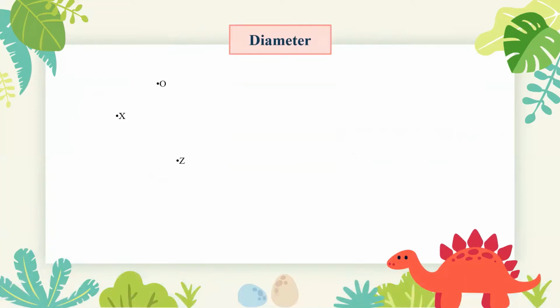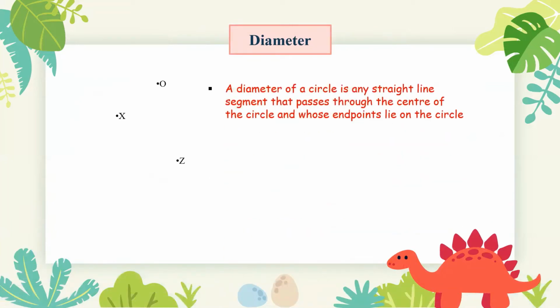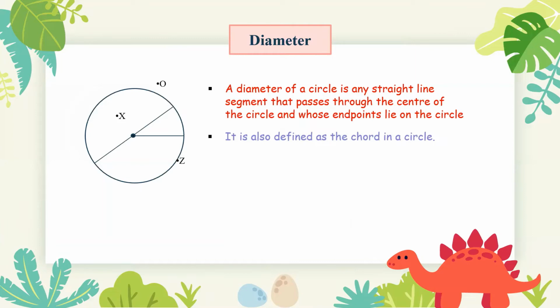Now let us understand what is diameter. A diameter of a circle is any straight line segment that passes through the center of the circle and whose endpoints lie on the circle. So here we have a circle, we have point X, O, and Z. Here is the center point of the circle. We know that this is called the radius. But what about this? This is called the diameter. It is also defined as the chord in a circle. So this is called the diameter.